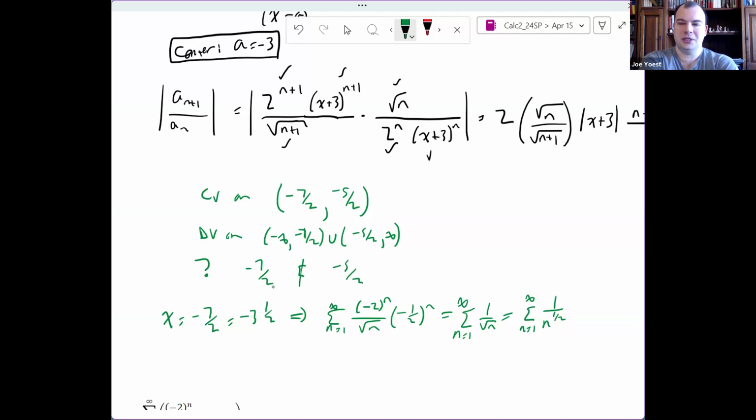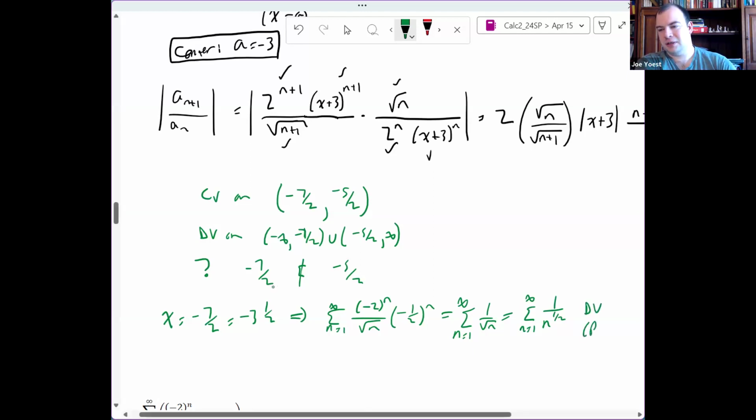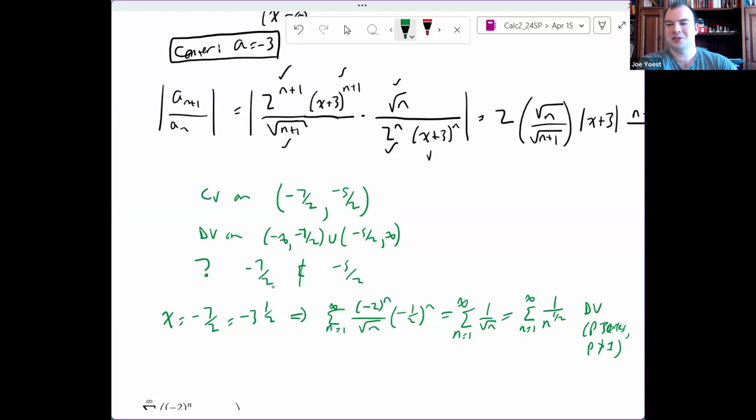We of course see this as a p series, and in particular it's a p series with p less than 1. P series only converge when p is bigger than 1, so this diverges. It's a p series with p not bigger than 1, so we diverge. We diverge at the left endpoint.